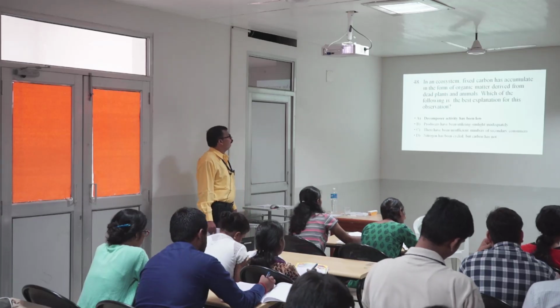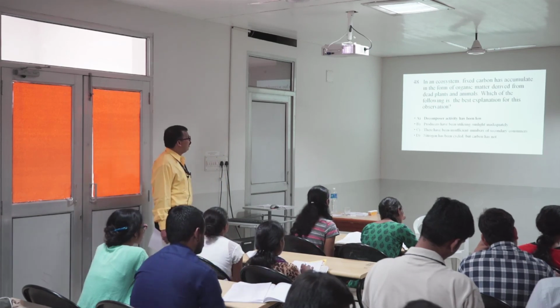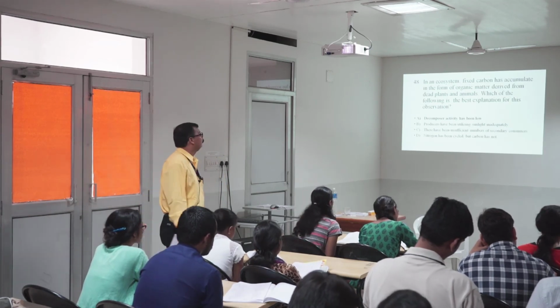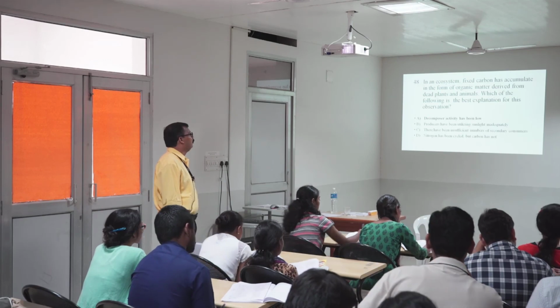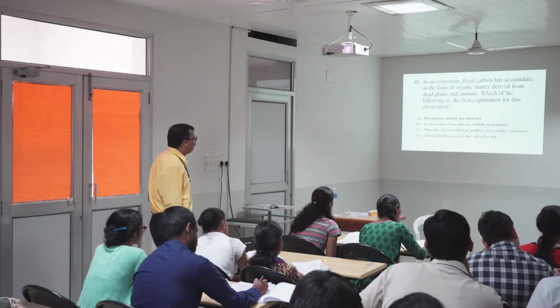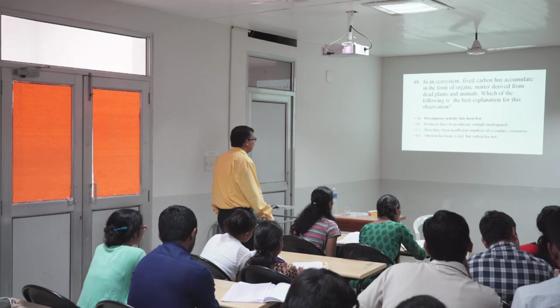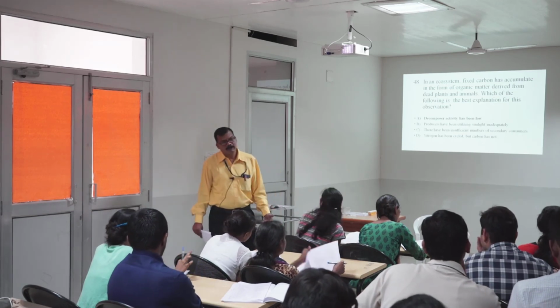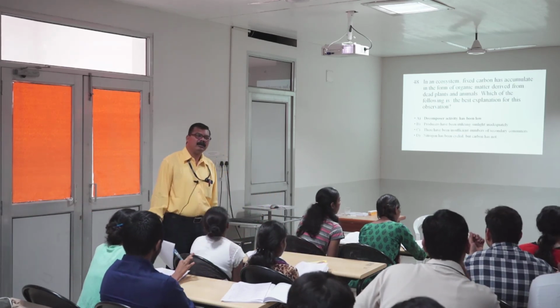In an ecosystem, fixed carbon has accumulated in the form of organic matter derived from dead plants and animals. Which of the following is the best explanation for this observation? First, decomposer activity is very low.